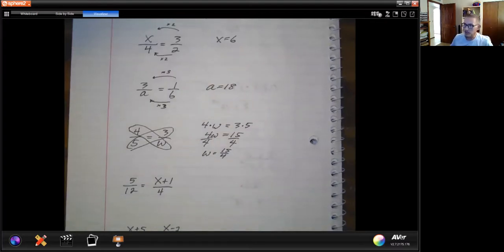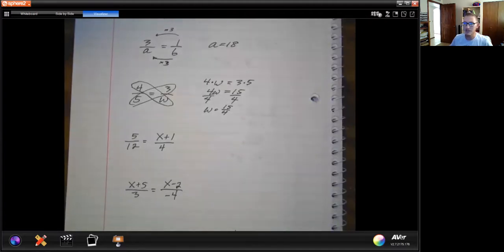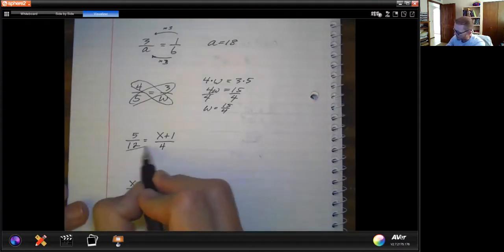This cross products method is going to be even more important for these next two examples, because not only do I have a variable, but I have a variable that is involved in an expression. And on the final example, I have variables on both sides. And so solving for x becomes even more challenging. But if I use my cross products, I'm going to set it up here.